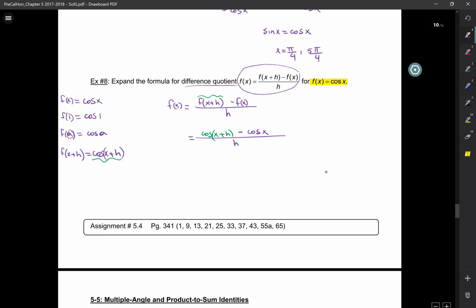Now, does anybody see anywhere that we can apply an identity? Well, the green one, that's an identity. It's cosine of alpha plus beta. So it's cosine, cosine, sine, sine. We never distribute. We apply identities. So this is going to be cosine, cosine, minus, as I just heard, sine, sine, minus cosine of x, over h.